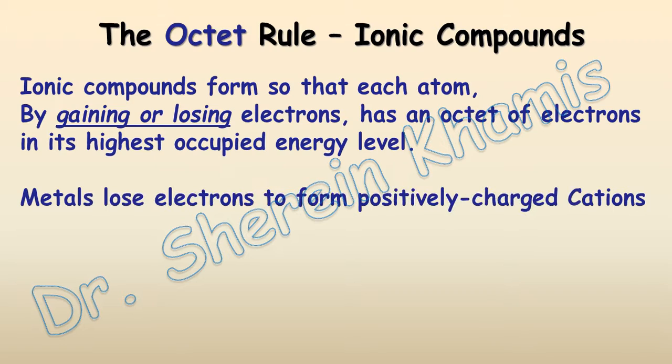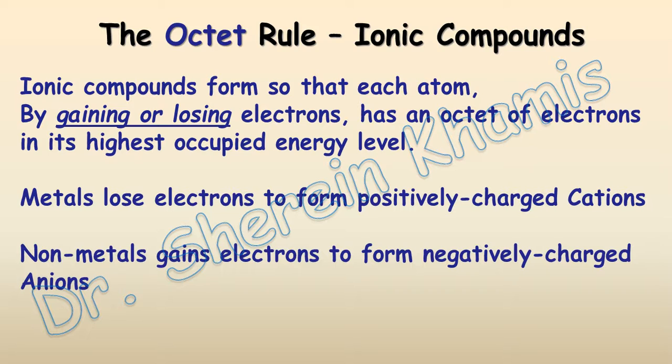Okay, metals, as we say, have one or two or three electrons in the outermost energy level, so they will lose the electrons to form positively charged cations. But non-metals gain electrons to form negatively charged anions. Okay, let's continue.